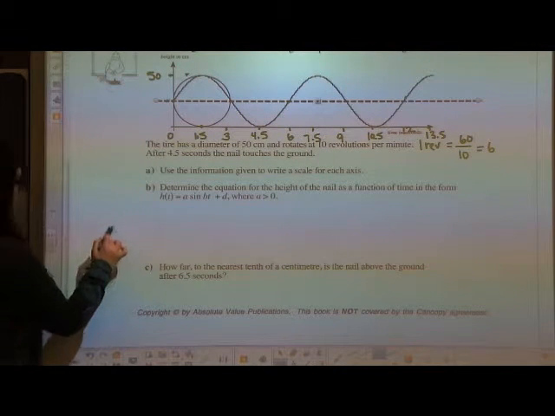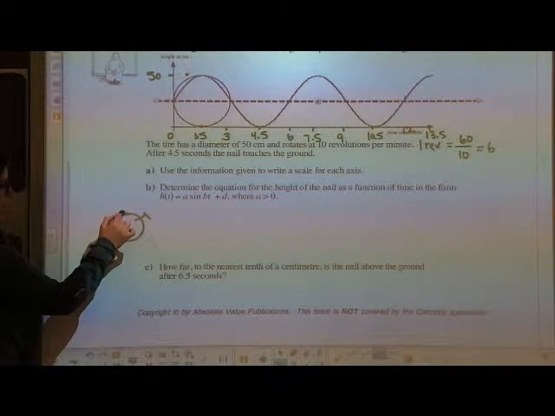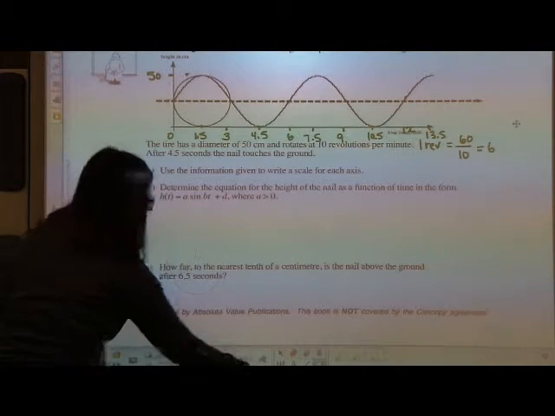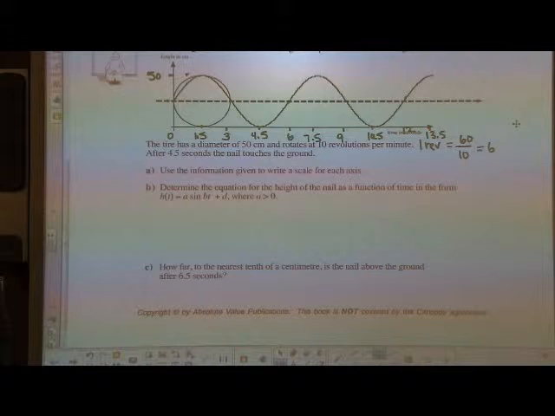If this is my tire, and I have a nail stuck in it, the highest point that it's going to reach is this 50 centimeters. So this midline, this halfway mark, is at what? 25. 25.